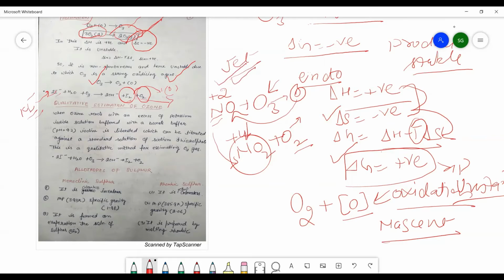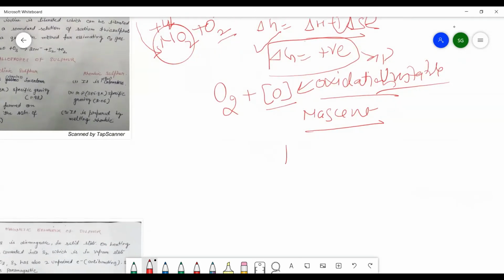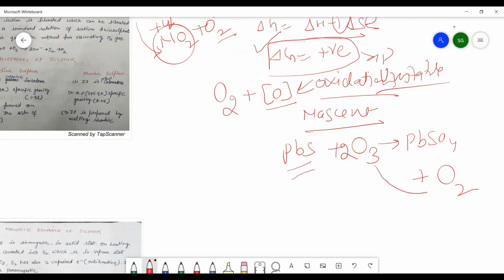Now, the other reaction you can see is the reaction with PbS. In PbS, when the ozone reacts, it results in the formation of PbSO4, and there is a formation of oxygen gas. So the introduction of oxygen in PbS, and the O3 will be converted into O2. In this manner, we can say that ozone is a strong oxidizing agent.